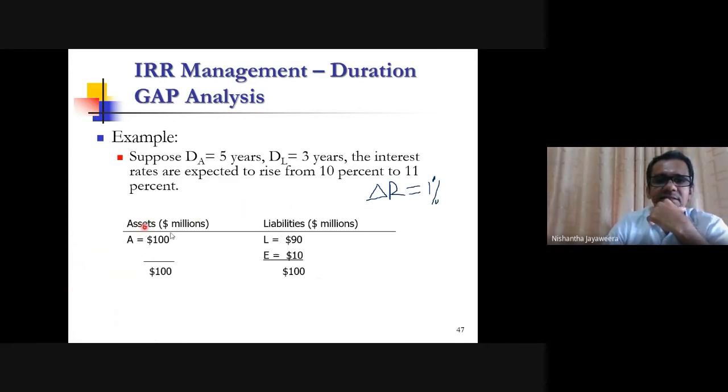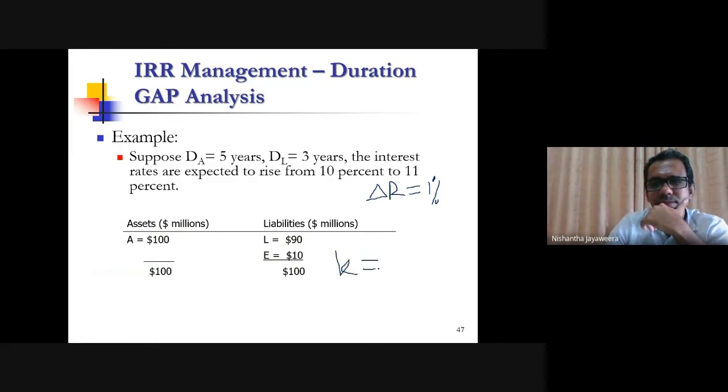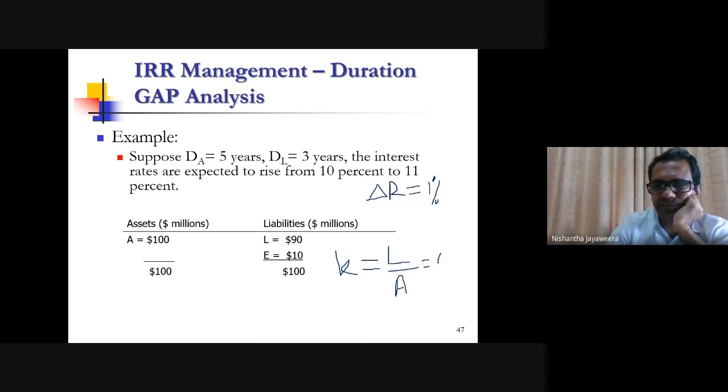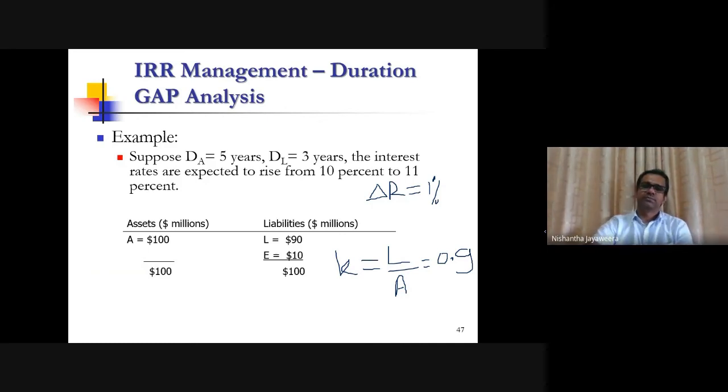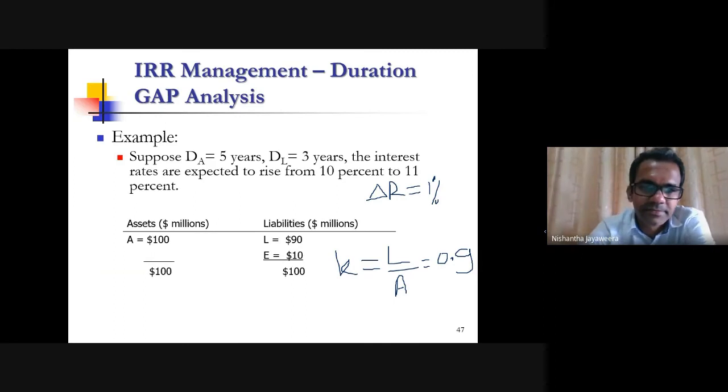And the balance sheet is given. Total size of assets 100, total amount of liabilities 90 and equity 10. What is K? L over A, which is 0.9. Correct? Yes. Okay.